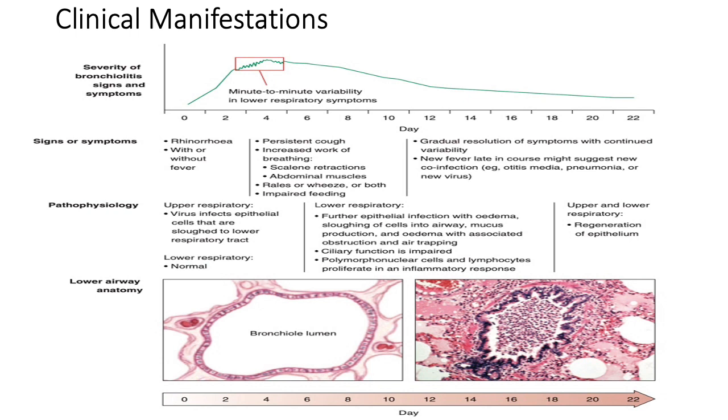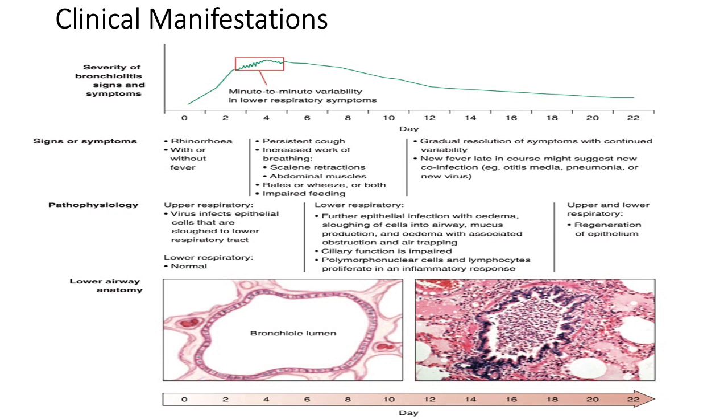After 2 weeks of illness, the gradual resolution of symptoms with continued variability starts. New fever in the late course during the recovery phase may suggest some co-infection like otitis media and pneumonia. Otherwise, by this time the patient is afebrile and the respiratory symptoms start improving. However, minimal symptoms of cough and wheezing may continue for up to a month during this phase.